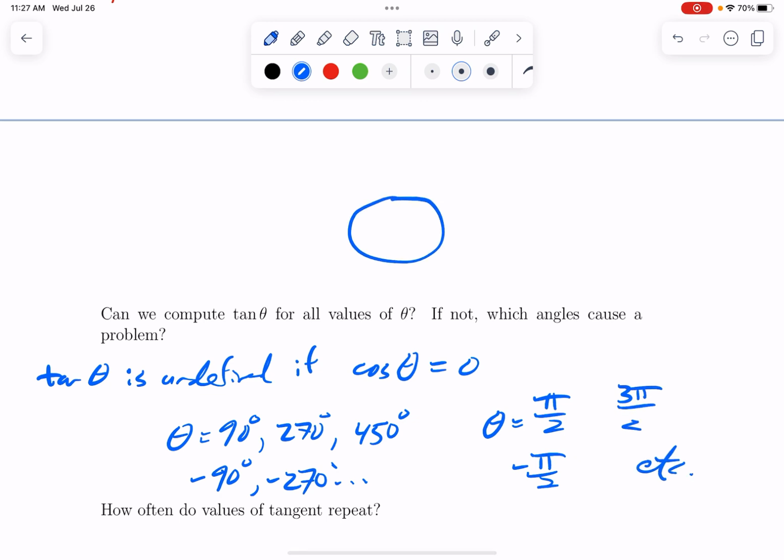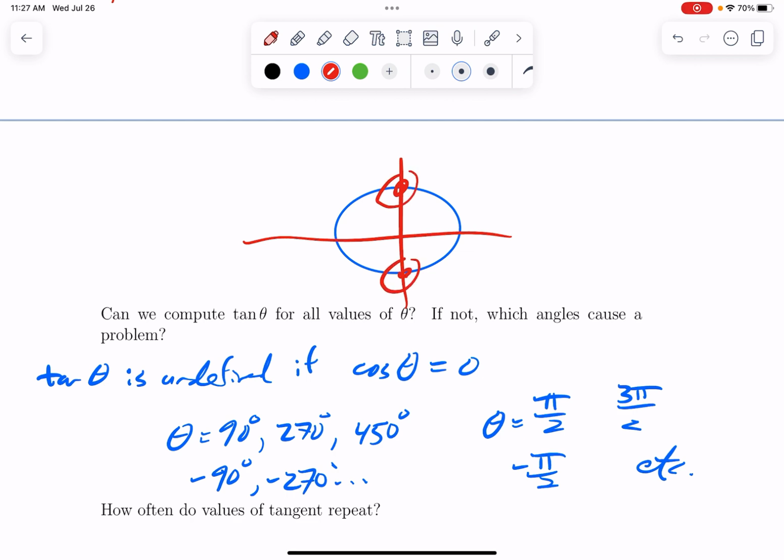It's all of these places that are at the very top or very bottom of the unit circle. That's where we have a problem. This is sometimes referred to as finding a domain. The domain of a function is the set of all acceptable input, and some inputs just don't make sense for tangent. Just like you can't take the square root of negative 7, you can't take tangent of 90 degrees.